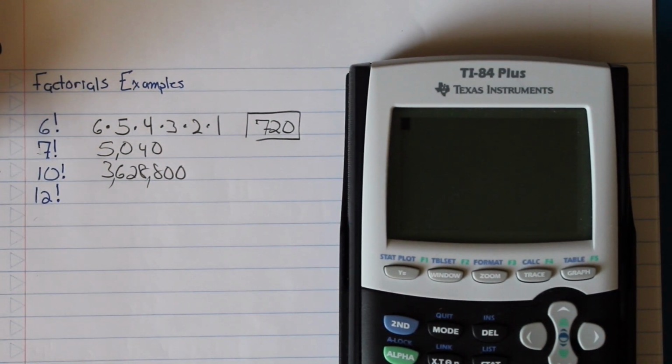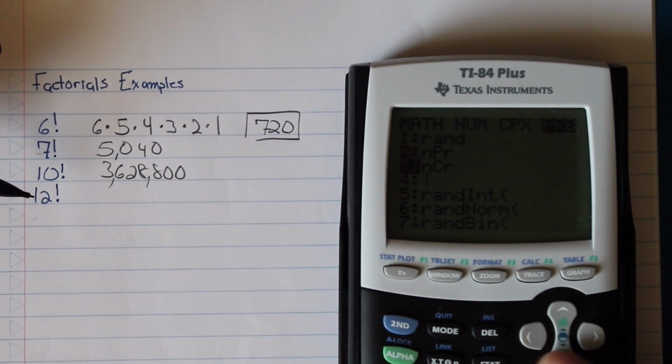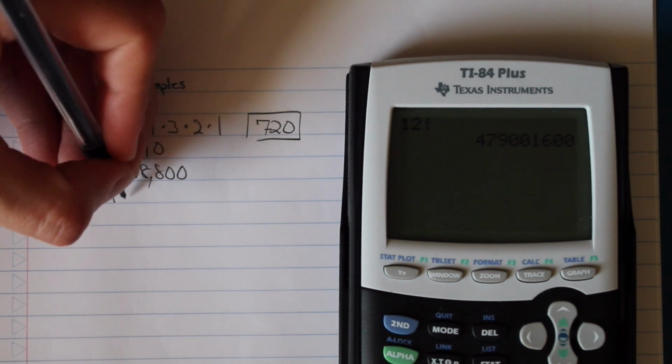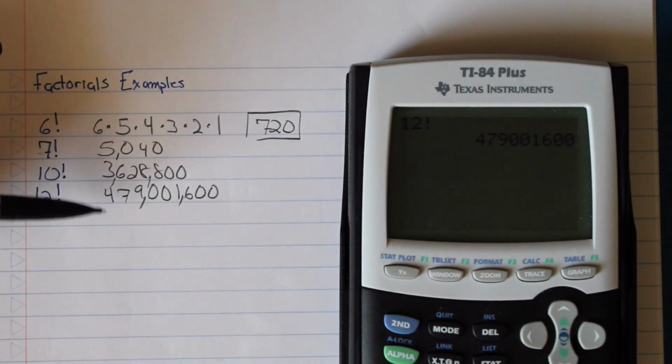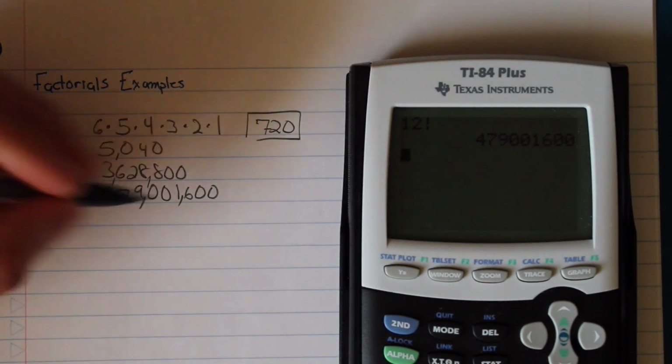So now we have the last one over here, which is going to be 12 factorial. So we put in 12 on the calculator. We go to Math, we go to PRB, we go to 4, and that's the factorial symbol. Then we press enter, and that gives us, I believe, like 4 billion. It's 479,001,600. So that's going to be our answer.